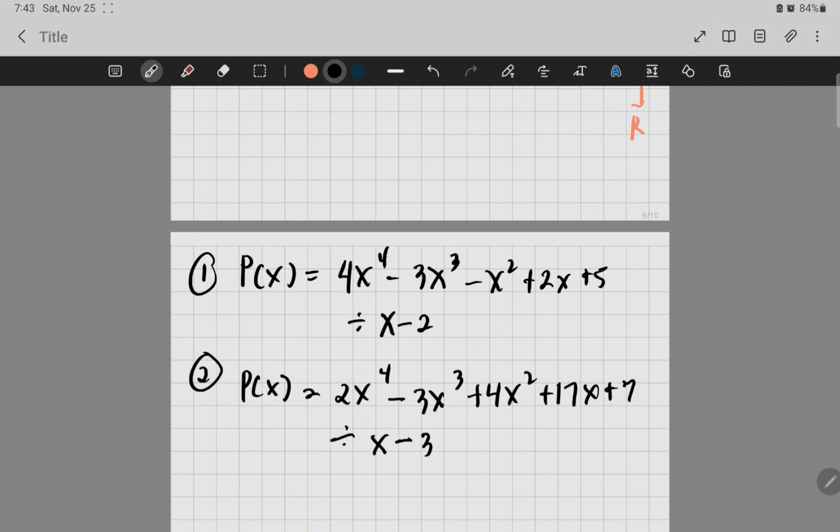Alright, so for number 1, find the remainder when p of x is equal to 4x raised to 4 minus 3x cubed minus x squared plus 2x plus 5 divided by x minus 2. And for number 2, p of x is equal to 2x raised to 4 minus 3x cubed plus 4x squared plus 17x plus 7 divided by x minus 3. Again, you can message me if you want to verify if your answer is correct or not.